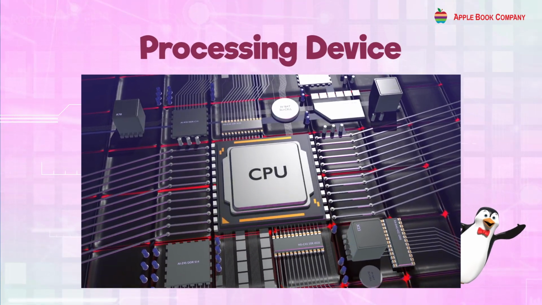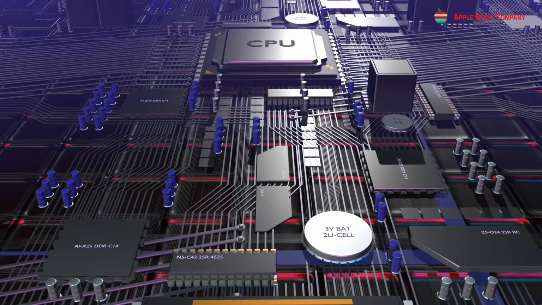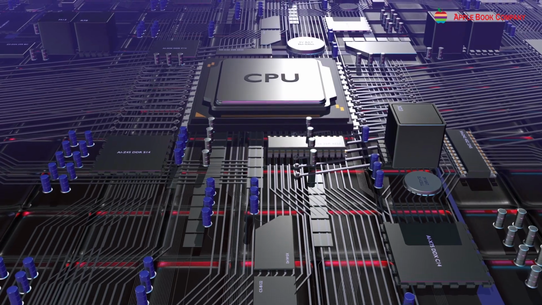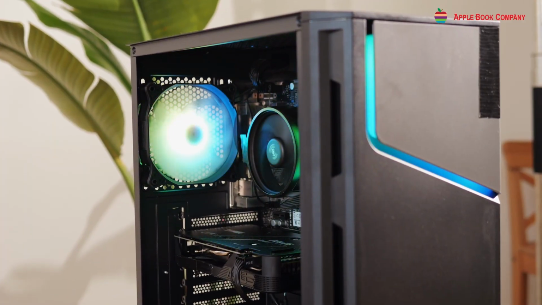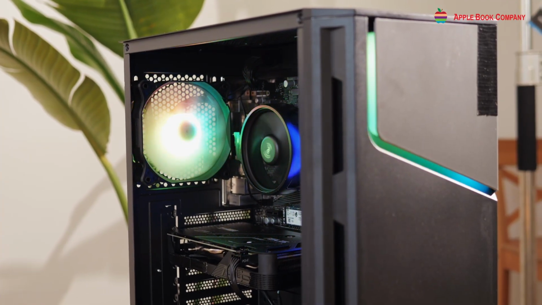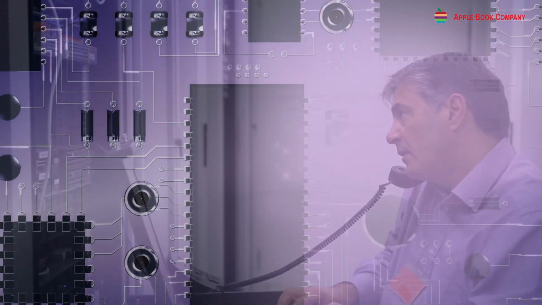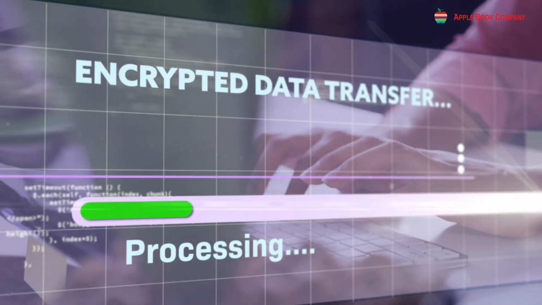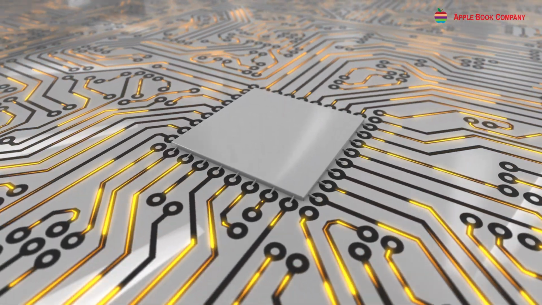Processing device. The processing device is like the computer's brain. The main processing device in a computer is the central processing unit, called the CPU. The CPU is divided into three main parts. Control unit. The control unit is like the manager of the CPU. It manages and coordinates the flow of data between different parts of the CPU.